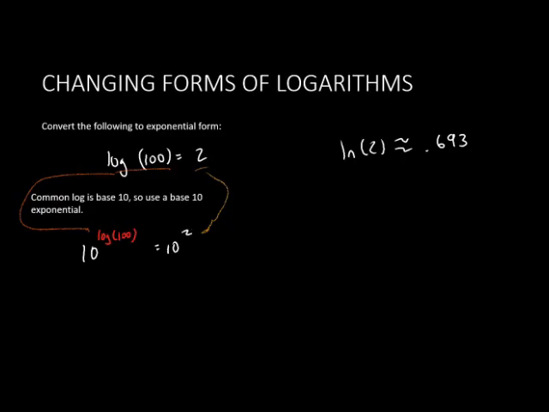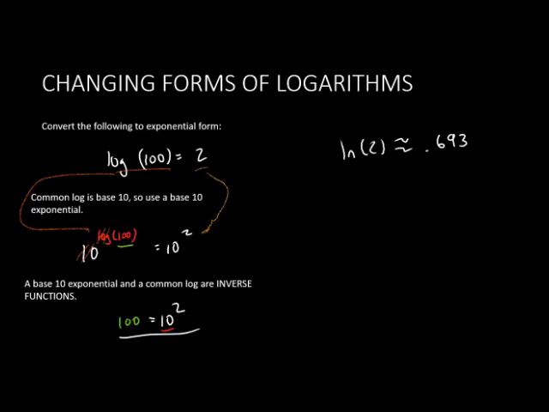Now, we have a base 10 exponential with a common log. A base 10 exponential and a common log are inverse functions. Because those are inverse functions, we can cross out the base of 10, and we can cross out the common log, leaving us with only 100 on the left side. On the right, we still have 10 to the 2nd power. This will be our rewritten form of the common log. Make sure that you have a base of 10 when you use common log.